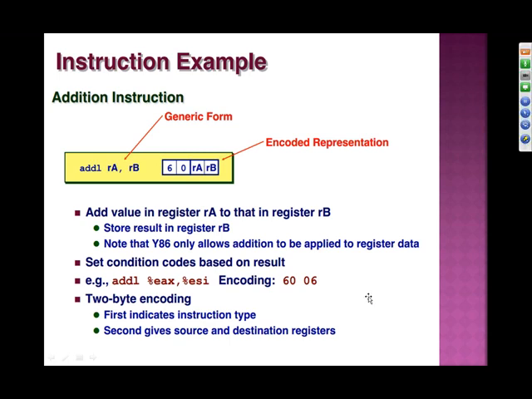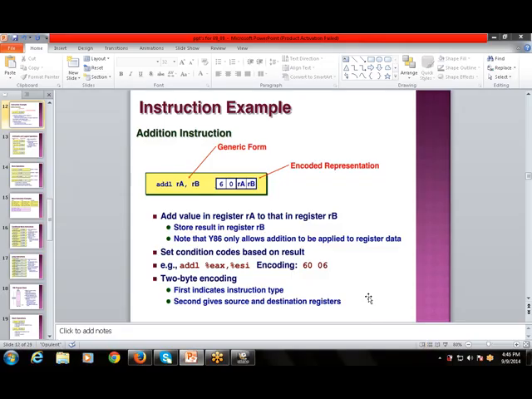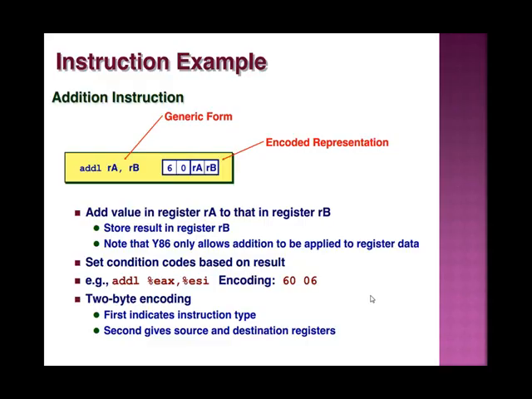Next is an example of the instructions, how we are using the instructions. First is your addition instruction, that is how we are adding. Simply use addl with register rA and register rB. This is your encoded representation, that is how we encode the instructions with the help of the Y86 instruction set.